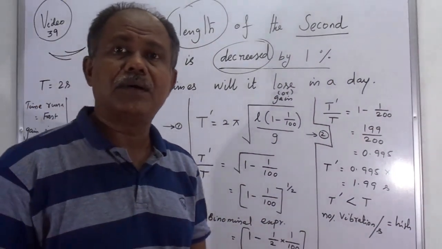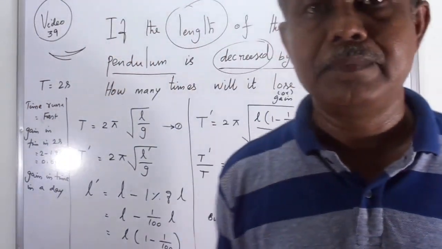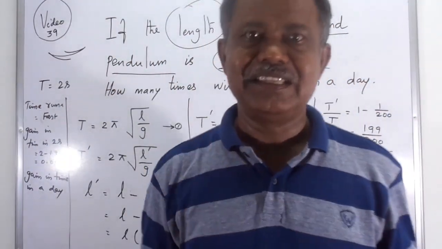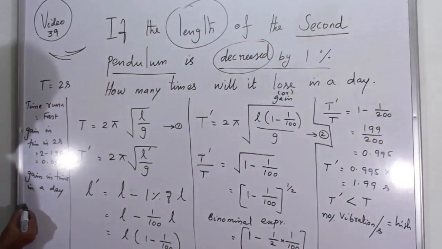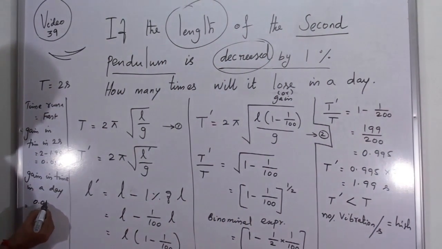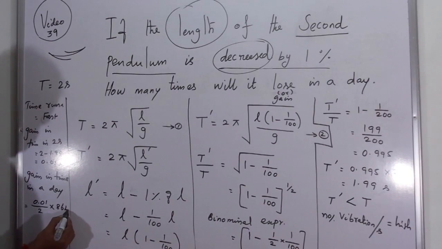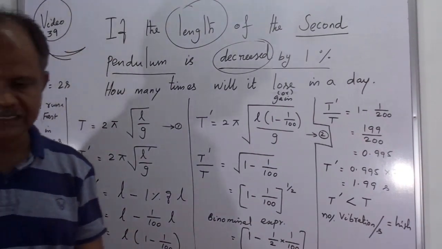How many seconds are there in a day? That is very good. 86,400 seconds. Then here is what? That is 0.01 divided by 2 into 86,400 seconds, which is 432 seconds.